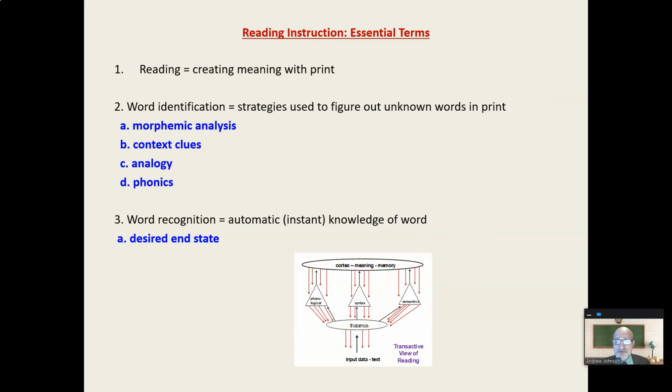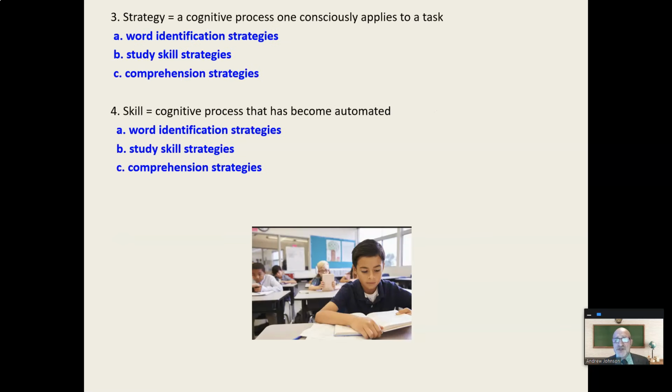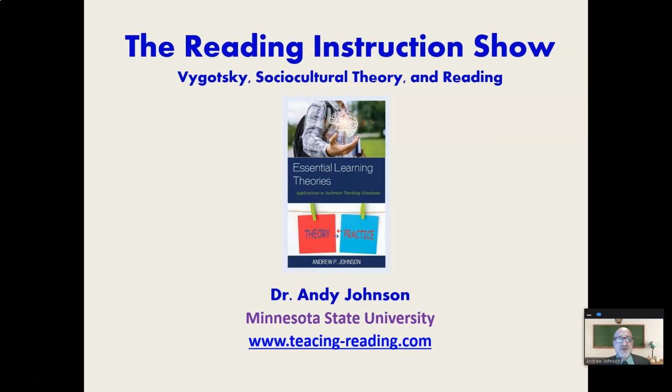Some essential terms: reading is creating meaning with print. Word identification are strategies you consciously apply to figure out a word you don't recognize. Word recognition, you instantly know what that word is. Strategy is a cognitive process that you consciously apply. A skill is a cognitive process in reading that has become automated. These could be word identification, study skill strategies, or comprehension strategies.